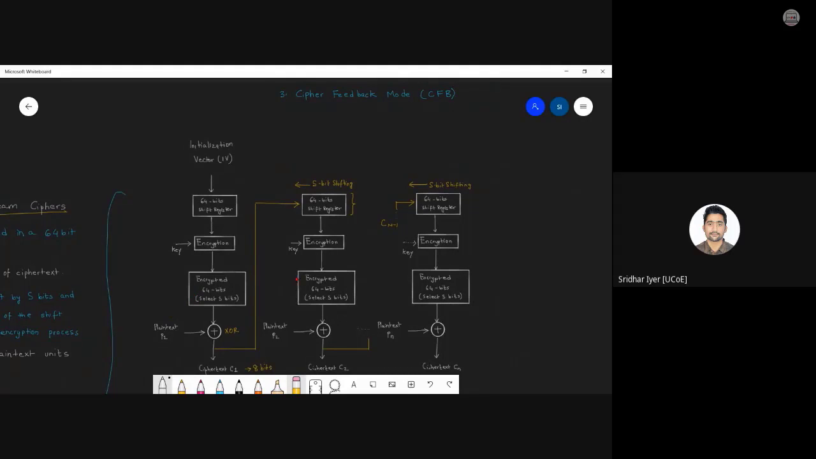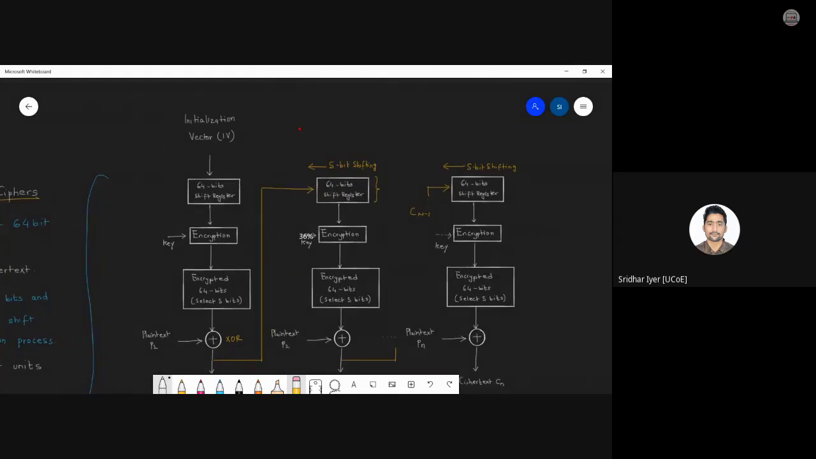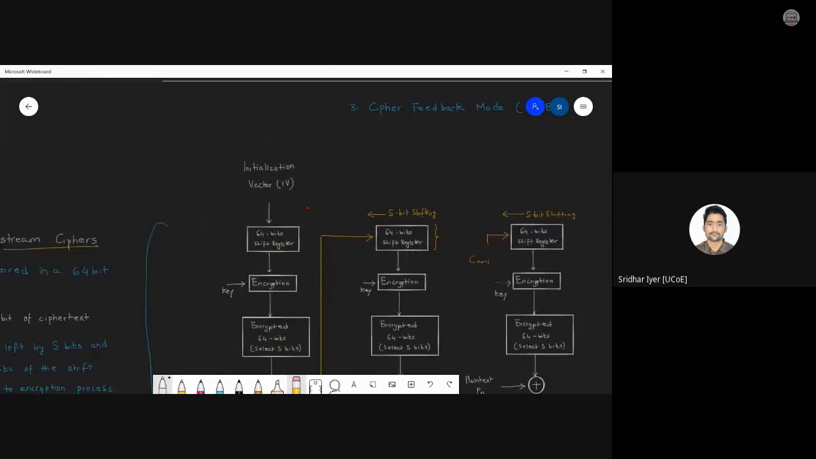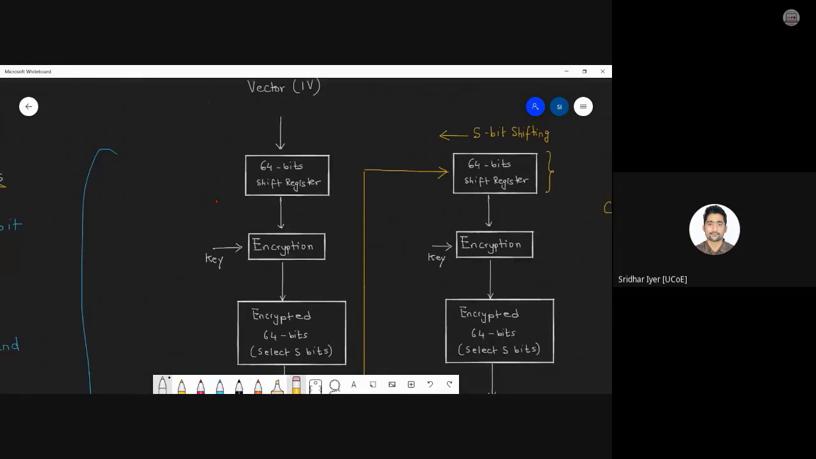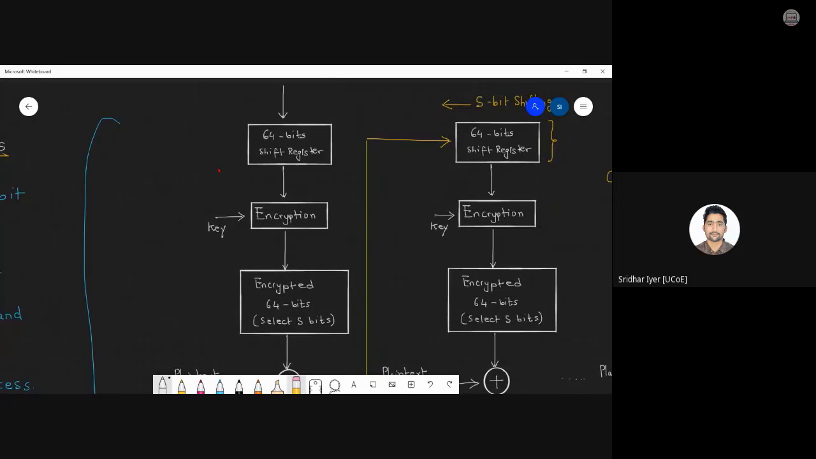So what happens is you have to start with an initialization vector. We are assuming that the initialization vector is of 64 bits. So we will copy that into a blank shift register. It's basically a temporary variable, a register, and you're copying the initialization vector bit by bit onto that shift register. Fine. Now what we are doing is we are encrypting that shift register with the key, whatever key you have agreed upon, and the result is the encrypted shift register. Am I clear? Clear so far?